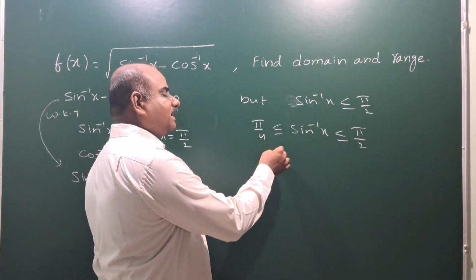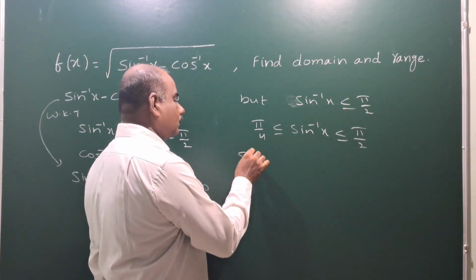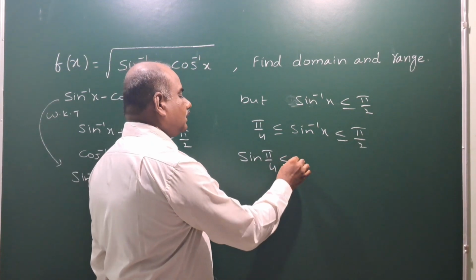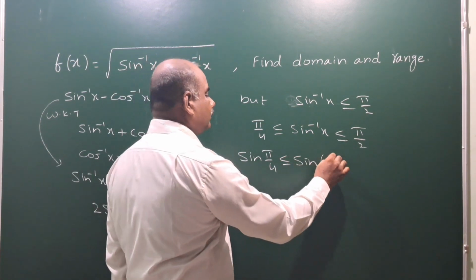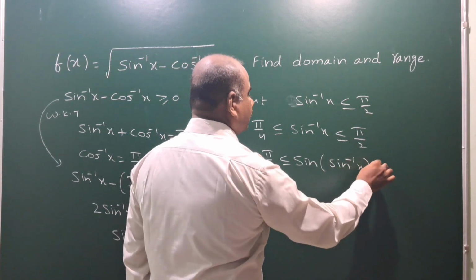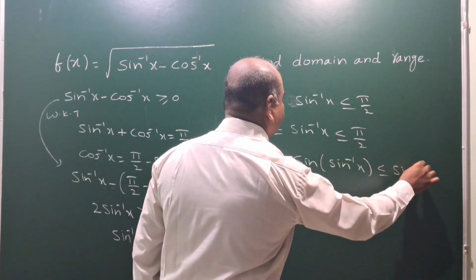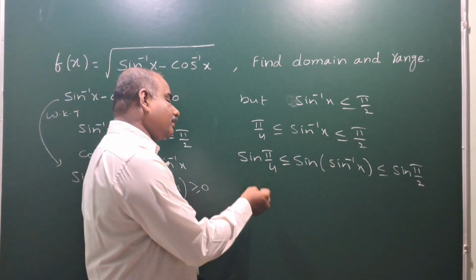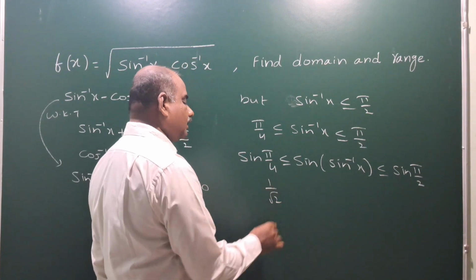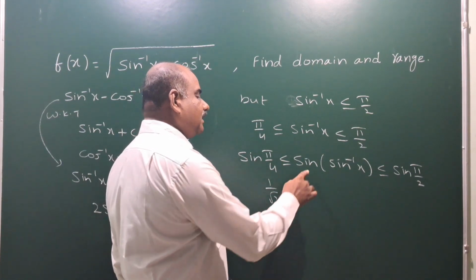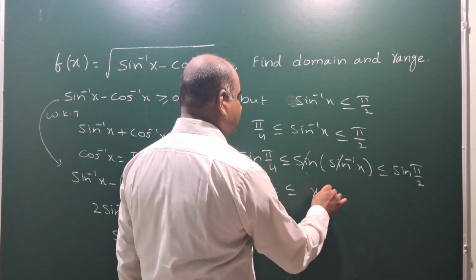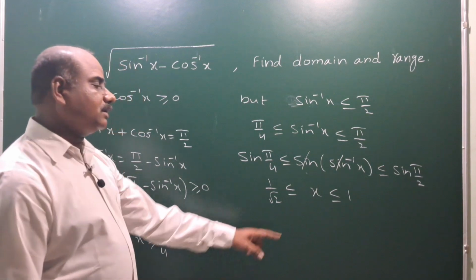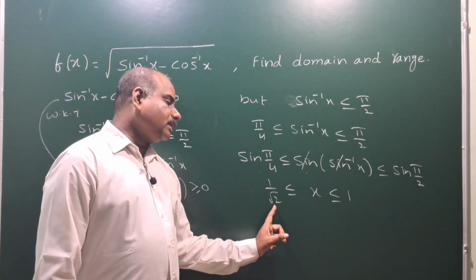Now apply sine for the entire inequality. Then we get the domain of x: sin pi by 4 less than or equal to sin of sin inverse x less than or equal to sin pi by 2. Sin pi by 4 is 1 by root 2, so 1 by root 2 less than or equal to x, and x less than or equal to sin pi by 2, which is nothing but 1. Therefore, the values of x lie between 1 by root 2 and 1.